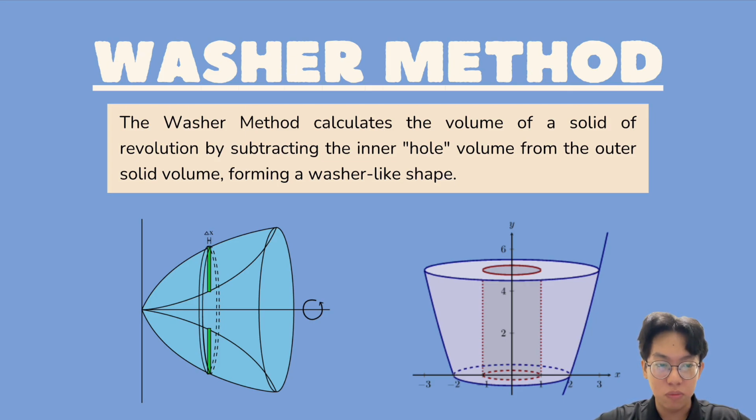to calculate the volume of a solid of revolution. This method is particularly useful when the solid has a hole in the middle, resembling a washer shape. The washer method calculates the volume by subtracting the volume of the inner hole from the outer solid. Imagine stacking tin washers along an axis of rotation to form a 3D shape.